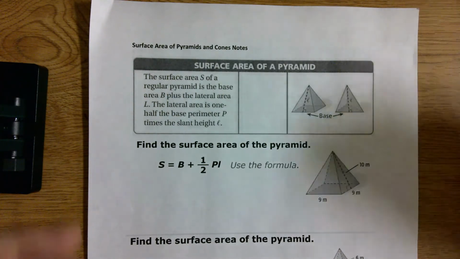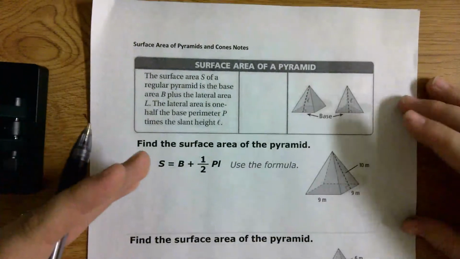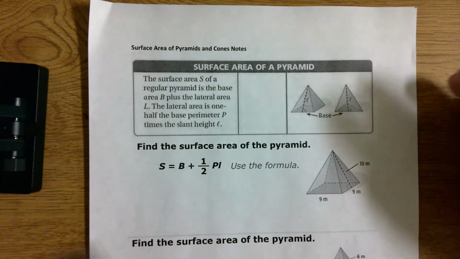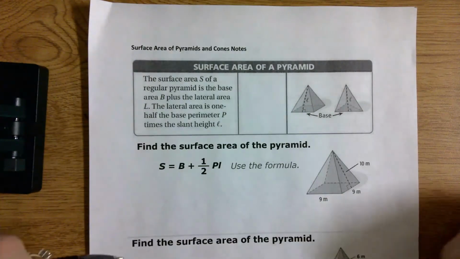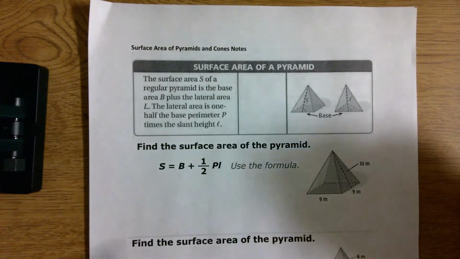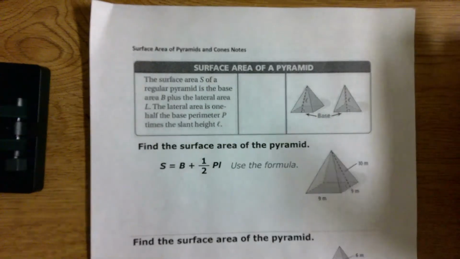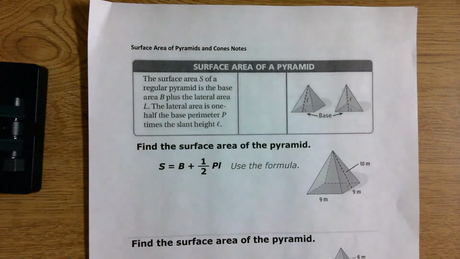Hello everyone. So we have been talking about surface area and volume, but so far we've really only focused on rectangular prisms and cylinders. Now we're going to start talking about pyramids and cones.